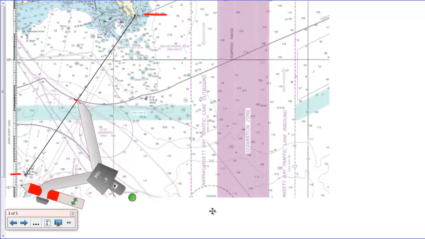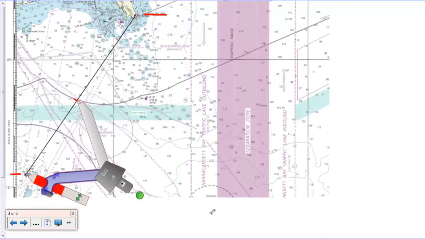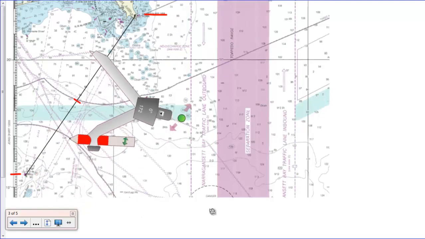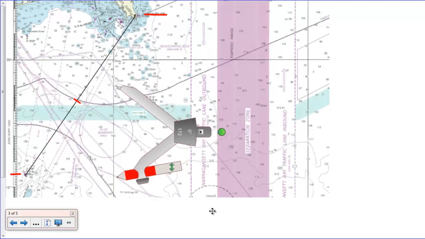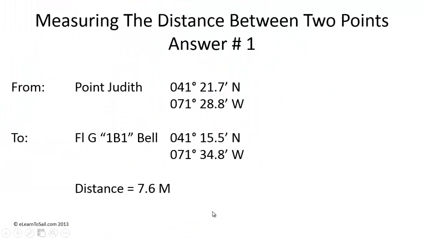I then take my dividers, I bring them down to that point, and then I collapse the dividers so that I've got the remaining distance. You can see that is now the remaining distance. I then take that remaining distance, I bring it up to the scale on the side of the chart, and you can see I'm measuring 3.6 nautical miles. So that total distance would be the 4 original nautical miles plus the 3.6 equals 7.6 nautical miles. So in summary, measuring from Point Judith to the flashing green 1B1 bell, our distance is 7.6 nautical miles.